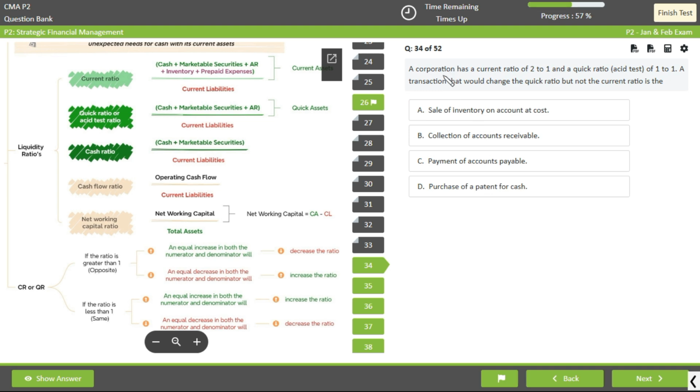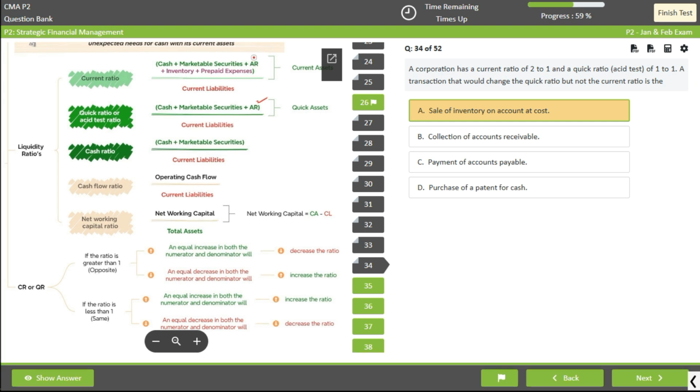Next. A corporation has a current ratio of 2 to 1 and a quick ratio of 1 to 1. Which transaction would change the quick ratio but not the current ratio? They are asking about the difference between the quick ratio and the current ratio. What is the difference between these two? Inventory and prepaid expenses. Sale of inventory is the correct option, because inventory is included while calculating the current ratio but is not included in the quick ratio. Collection of accounts receivable: if you are collecting accounts receivable, what is going to happen? It is included in your quick ratio as well as in your current ratio.